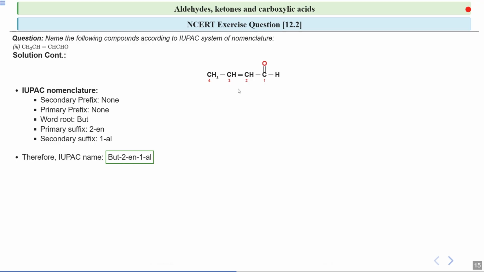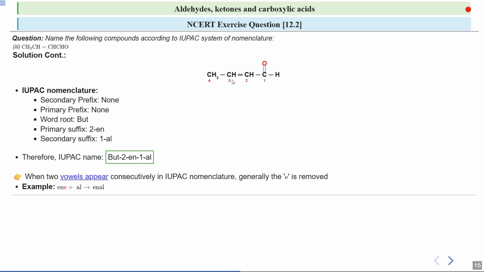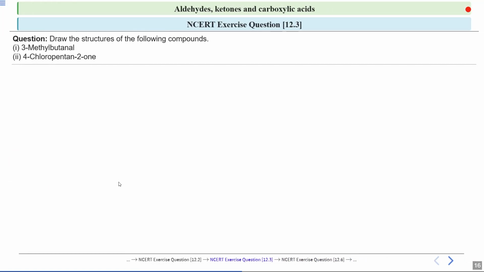And this 2 over here is the primary suffix, which is 2-en, which tells you that a double bond is present. Again, when two vowels appear consecutively, generally E is removed. So if you see over here in butene, the E is removed and replaced by al. So this is 'enal'. I hope this is clear now. Now we will see the next question.